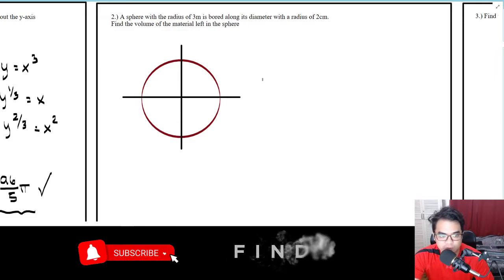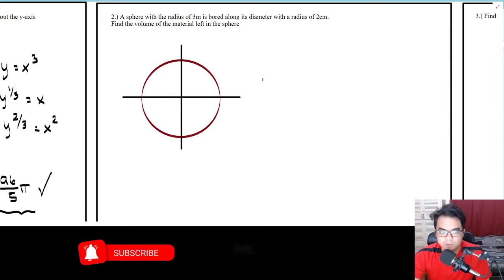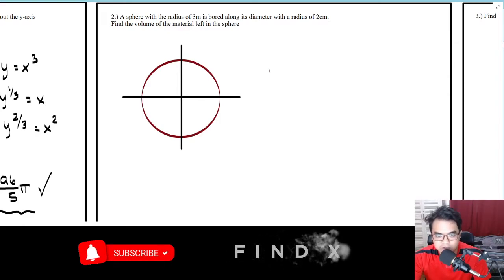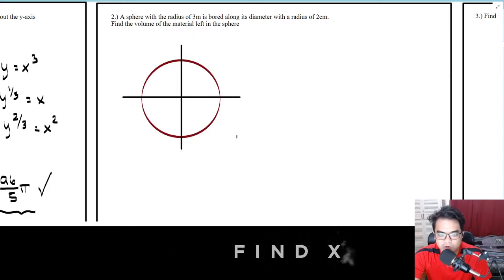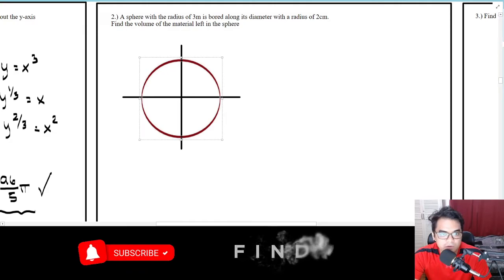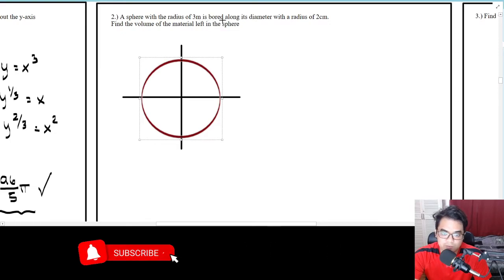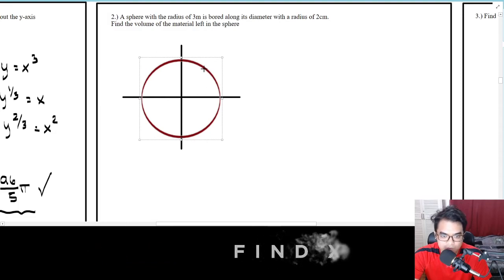So we have our next problem: a sphere with a radius of 3 meters is bored along its diameter with a radius of 2 meters. Find the volume of the material left in the sphere. I already drew the circle. We have the x and y axes, and then you'll have here the circle. The circle has a radius of 3 meters and is bored along its diameter with a radius of 2 meters.